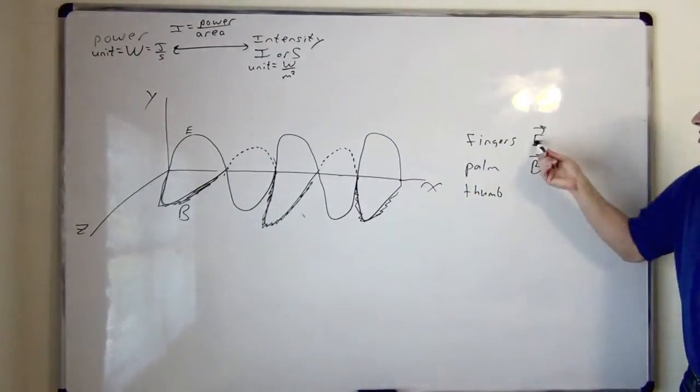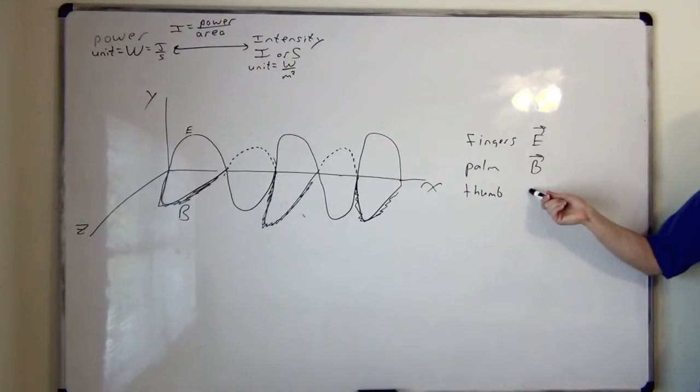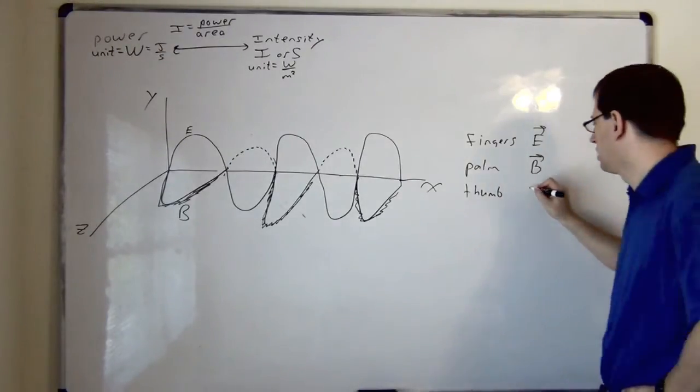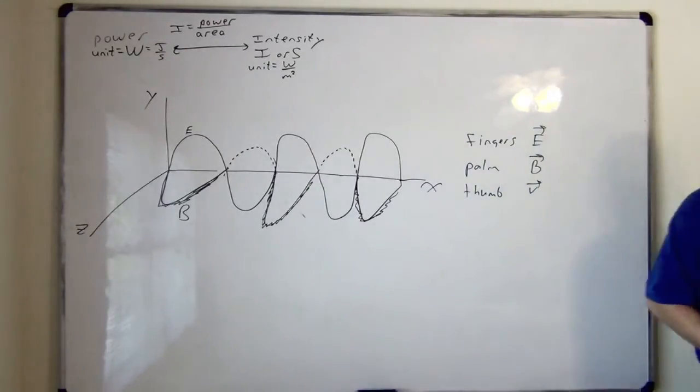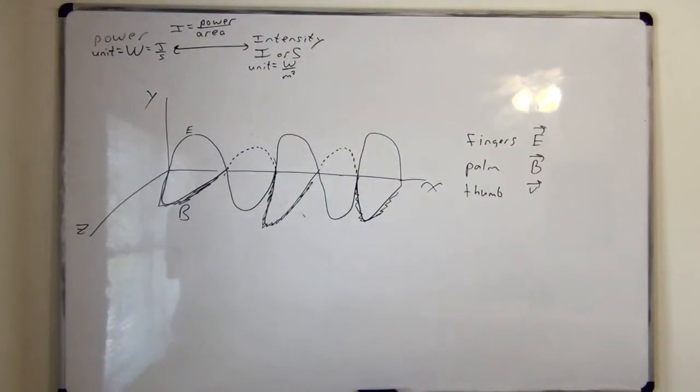So your fingers point in the direction of E, the palm in the direction of B, and what's the last vector? V. Good. This is a right-hand rule where you keep all your fingers straight. Good. Still might not be obvious how to use that, so how would you use that here?